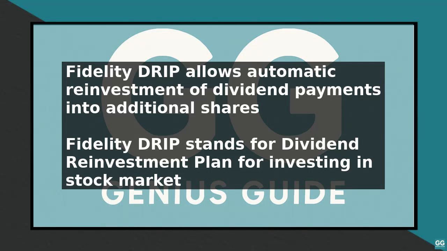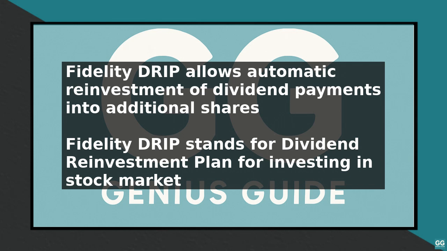A beginner's guide to Fidelity DRIP is a great way to learn about investing in the stock market. Fidelity DRIP stands for Dividend Reinvestment Plan, and it allows investors to automatically reinvest their dividend payments into additional shares of the same stock. To get started with Fidelity DRIP, you first need to open a Fidelity brokerage account. This can be done online or over the phone.